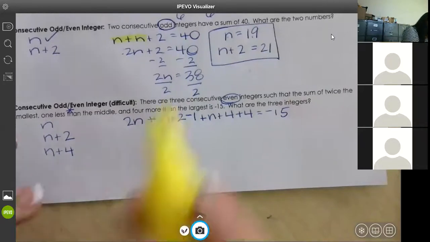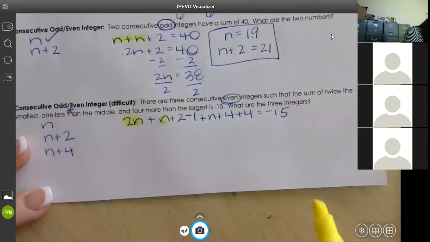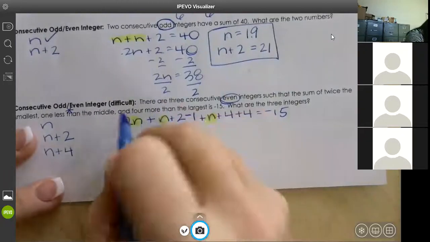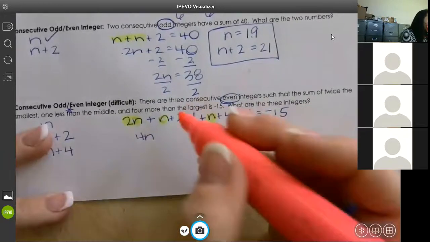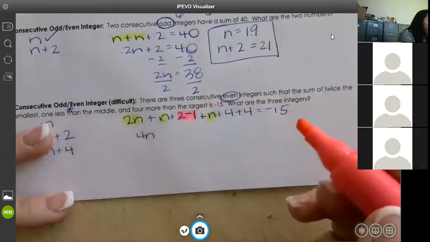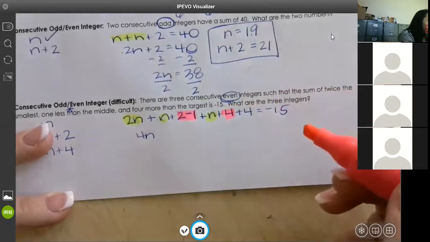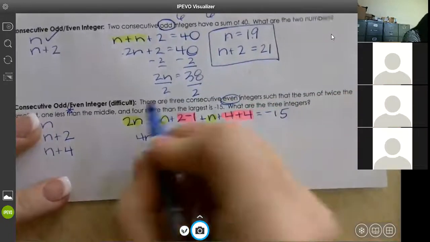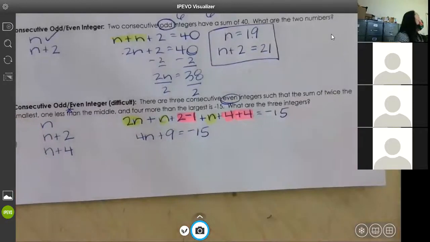So let's start with our n's. What is 2 plus 1? 3. Plus 1 is 4. So we have 4 total n's. Okay. 2 minus 1. 1. Plus 4. 5. Plus 4 is 9. Very good. Again, you can use your calculator. Don't stress out.